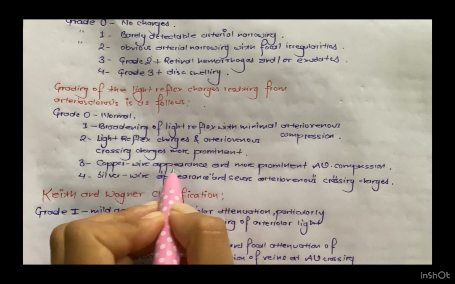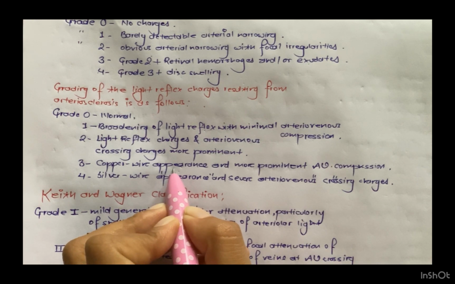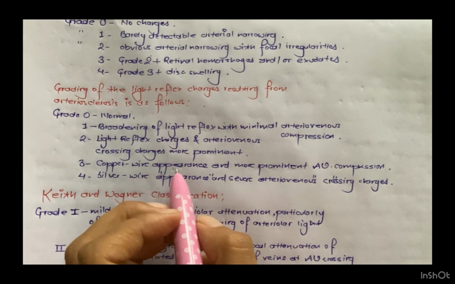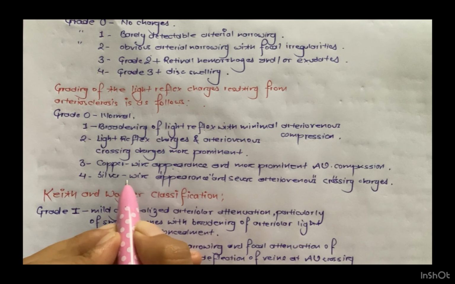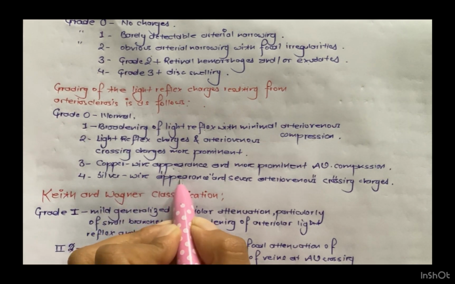Copper wire appearance is the reddish-brown reflex of the arterioles due to the progressive sclerosis and hyalinization, whereas silver wire appearance is the opaque white reflex of arterioles due to continuous sclerosis.